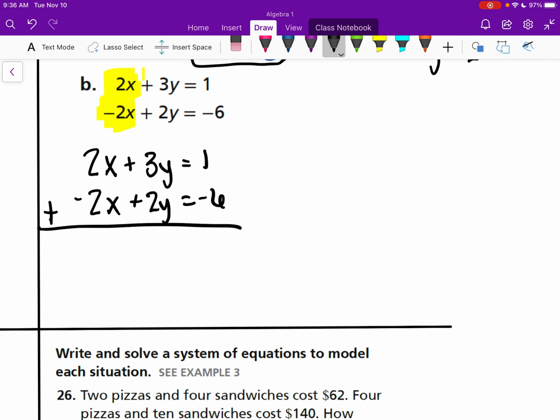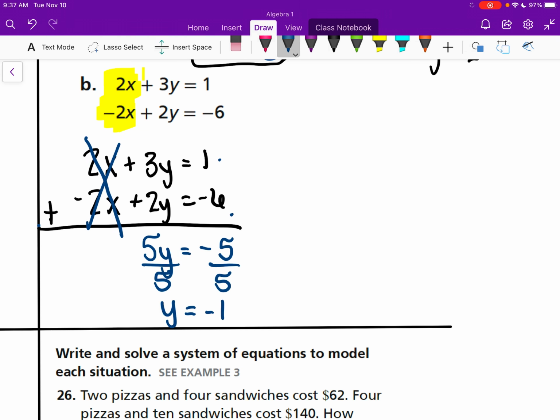Let's add. 2x plus negative 2x is just 2 minus 2. Those eliminate. They remove each other. They add to be 0. They're gone. And now we have 3y plus 2y. So if I have 3y's and I add 2y's, I'm at 5y equals 1 plus negative 6. If you add that 1 minus 6, that's negative 5. And we can divide by 5 to get our y by itself, and we find that our y value is negative 1.